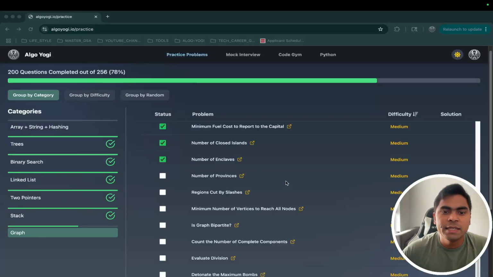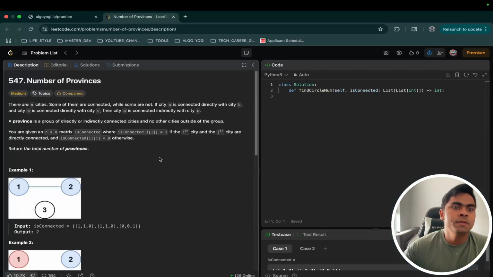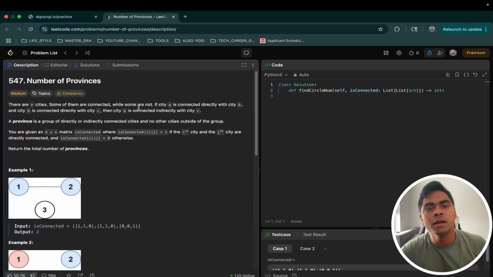We are doing the graph series and our next problem in the list is number of provinces. So let's go to LeetCode. There it is. There are n cities. Some of them are connected while others are not.